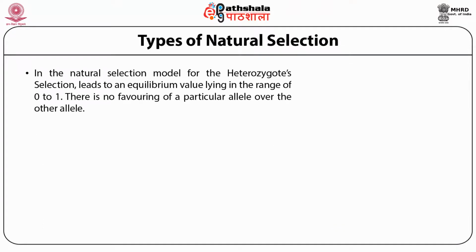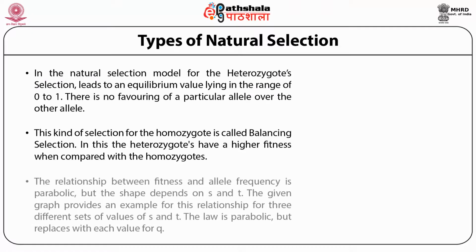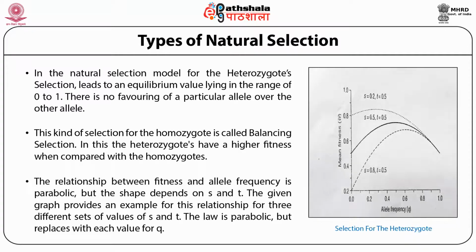In the natural selection model for heterozygote selection, it leads to an equilibrium value lying in the range of 0 to 1. There is no favoring of a particular allele over the other allele. This kind of selection is called balancing selection. In this, the heterozygotes have higher fitness when compared with the homozygotes. The relationship between fitness and allele frequency is parabolic as shown in the graph, but the shape depends on s and t. The given graph provides an example of this relationship for three different sets of values of s and t. The curve is parabolic but changes with each value of q.